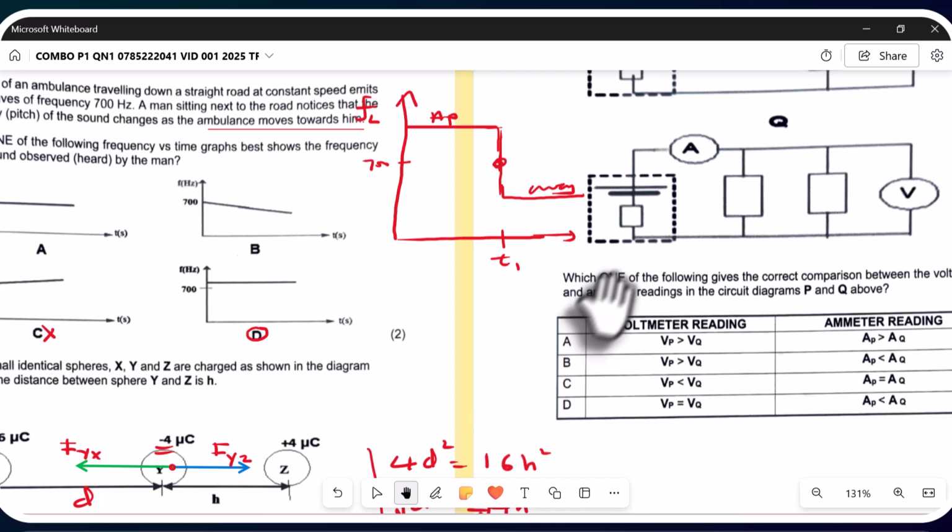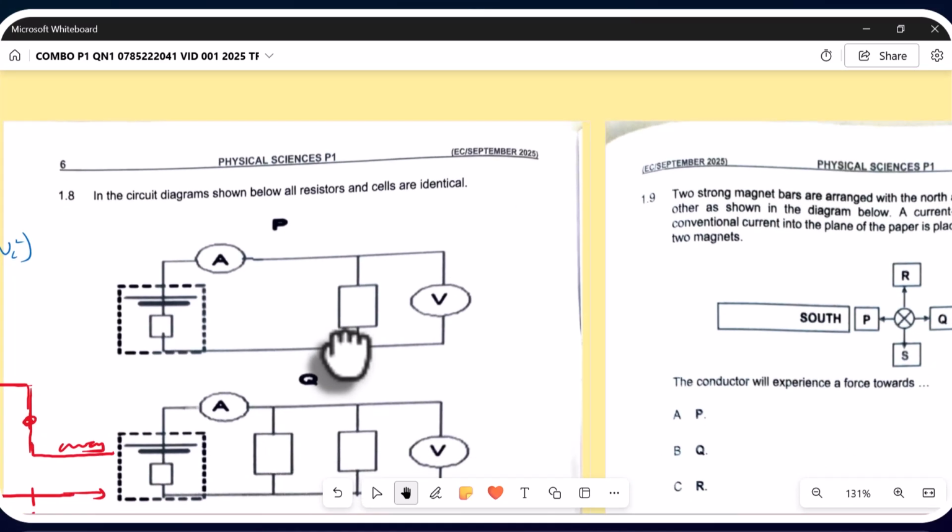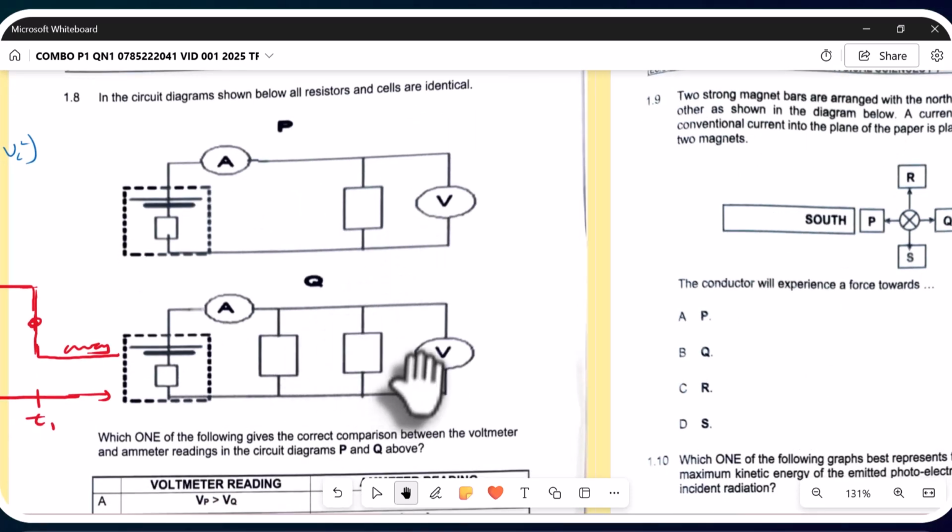And then they say, which one of the following gives the correct comparison between the voltmeter and the ammeter readings in P and Q? Now they say that the cells are identical together with the resistors. That means that if the voltage here, let's say, is 6 volts, it will be the same for the other one as well.